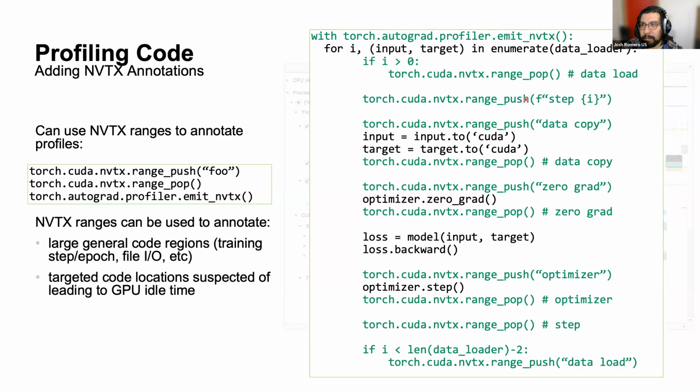But really the idea here is we're just adding these ranges around step i. So you can see I push step i here, and I pop it off at the end. I can push a range around the input target data copy into the GPU, so this is the data copy range, a zero grad range. You can basically add ranges around whatever you want, like an optimizer range. In this case, I've also added a range around the data load, so I push at the end and pop at the beginning of the loop. And these will just add ranges in those profiles that we can see.